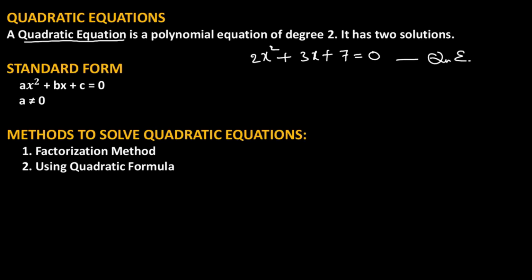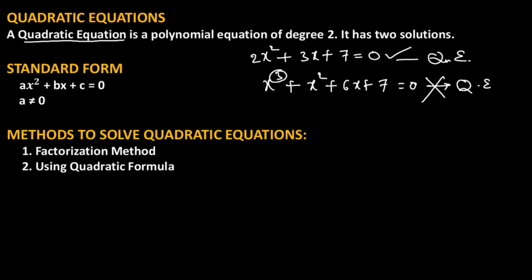If I take anything like x cube plus x square plus 6x plus 7 is equal to 0, the highest degree is 3. So it is not a quadratic equation.